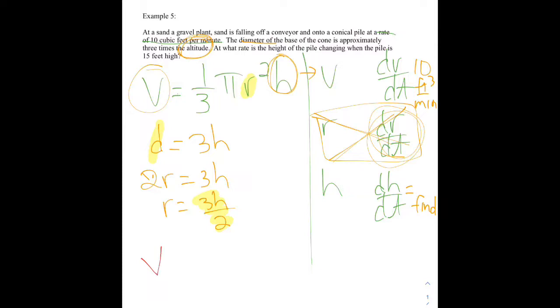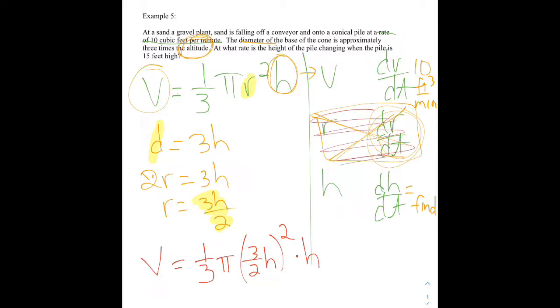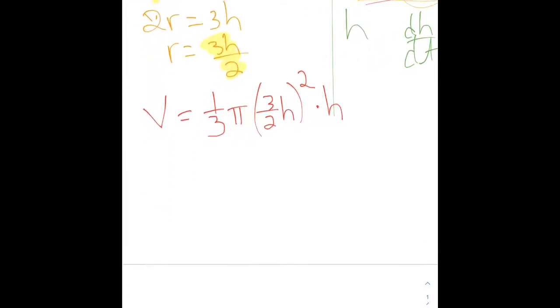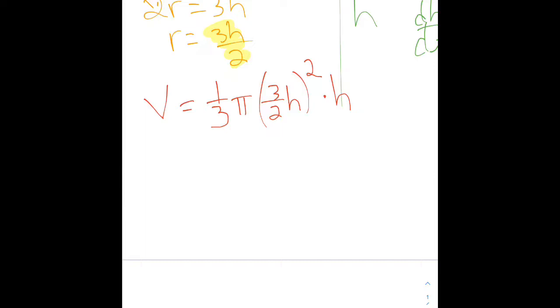And so now I have the volume is equal to 1/3 pi times 3/2 h squared times h, and I no longer have to worry about an r. Now, this is where some kids are like, I know that the height is 15, but remember that your height is changing over time. So I'm not putting the 15 in now, I'm going to put that in later. I'm going to go ahead and simplify this formula, and then I'm going to differentiate it with respect to time. Then I will put in my values.